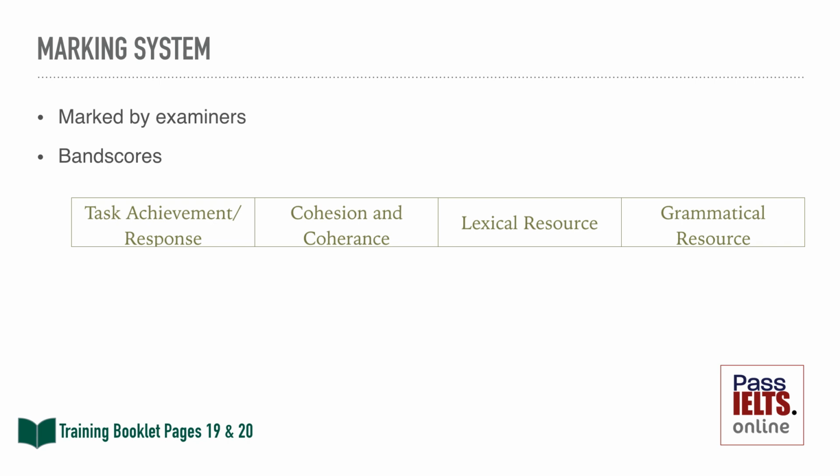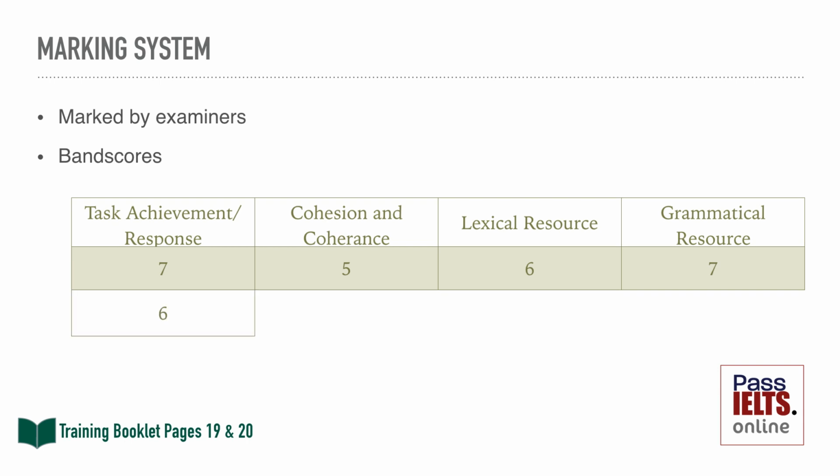Each marking criterion is marked and given a score, but you won't see what score you get for each task or area. You will only see an overall score, an average of the 8 band scores from task 1 and task 2. If, for example, you were to get the scores here, so 7, 5, 6, 7, you would get an overall for task 1 of a 6.